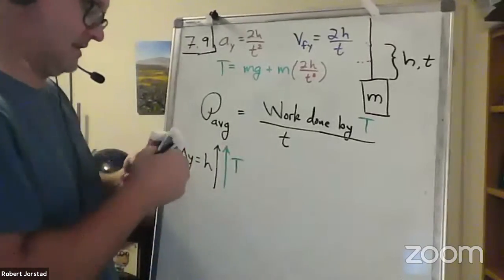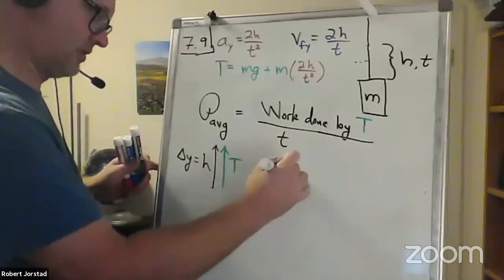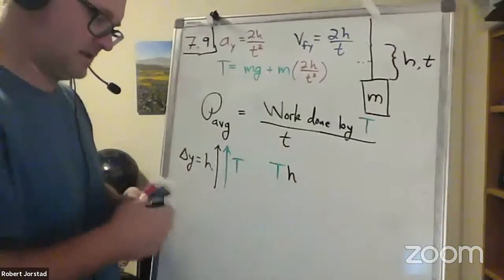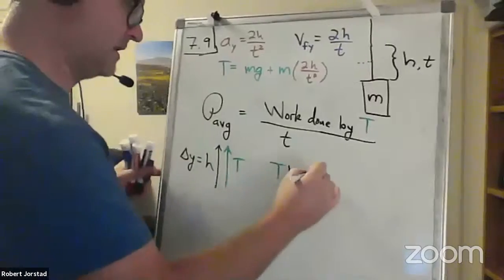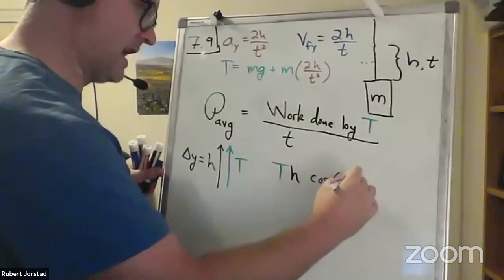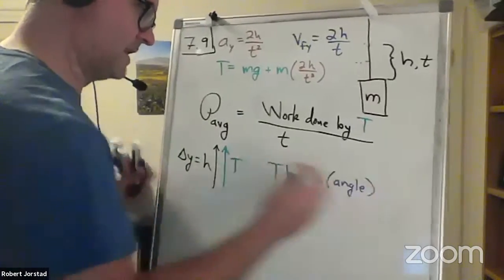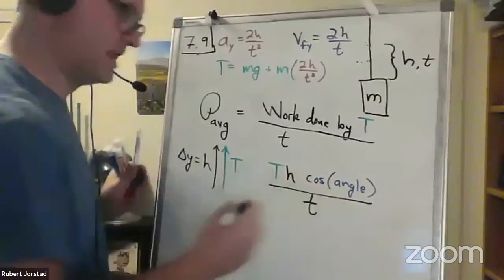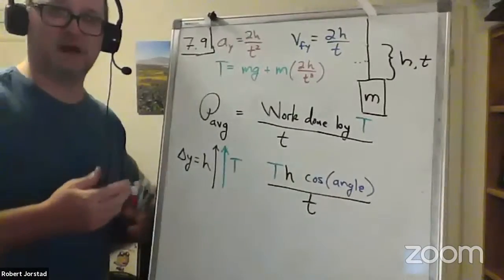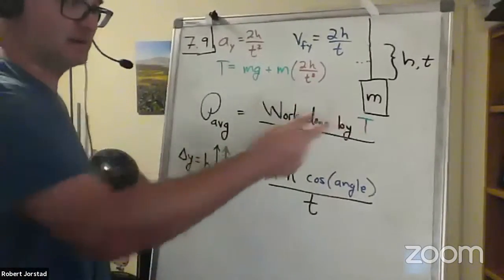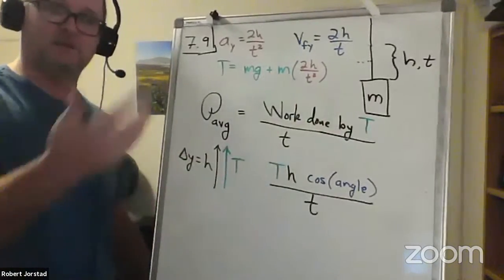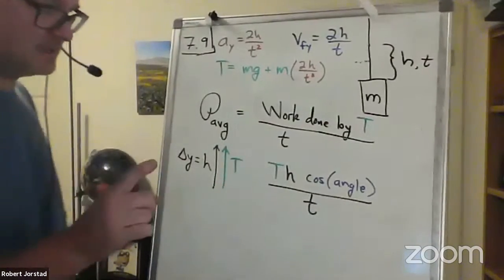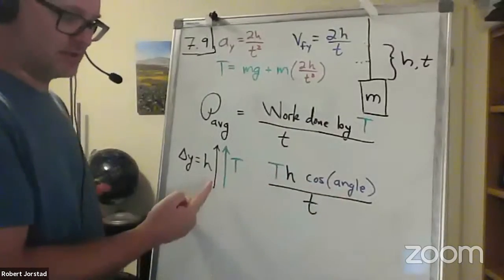That was a lot of words. Let me just show you what I mean. T times h times cosine of the angle between, all over the time. This should get us the work done by this force tension, which ultimately is coming from the motor. All right. In this case, what's the angle between these two?